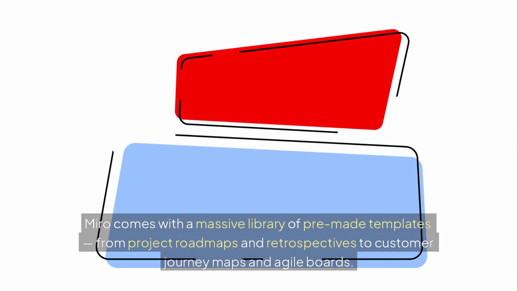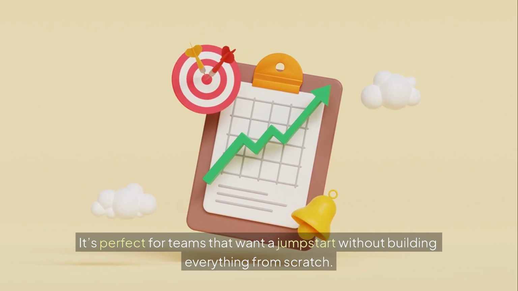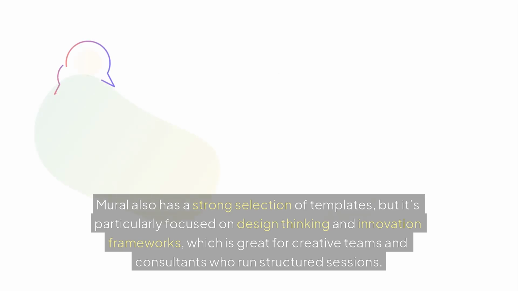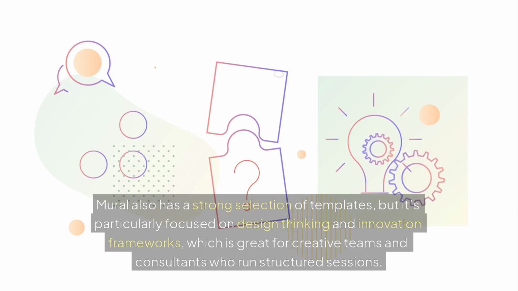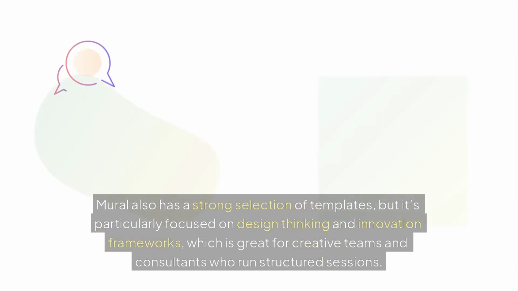Next up, let's talk about templates. Miro comes with a massive library of pre-made templates, from project roadmaps and retrospectives to customer journey maps and agile boards. It's perfect for teams that want a jump start without building everything from scratch. Mural also has a strong selection of templates, but it's particularly focused on design thinking and innovation frameworks, which is great for creative teams and consultants who run structured sessions.